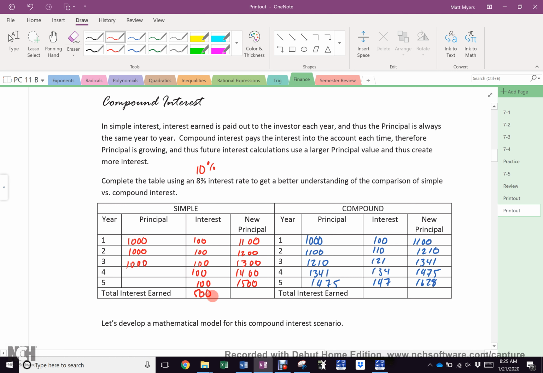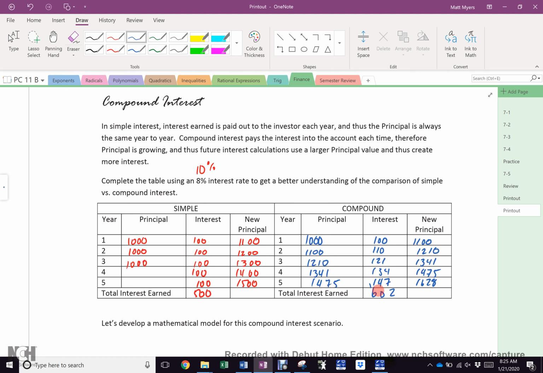So in simple interest, I earned $500. In compound interest, I earned a crap ton more, didn't I? 5 and 7 is 12, 1, 3, 6, 0. Carry the 1, 1, 2, 3, 4, 5, 6. $602 in interest. Everybody understand?